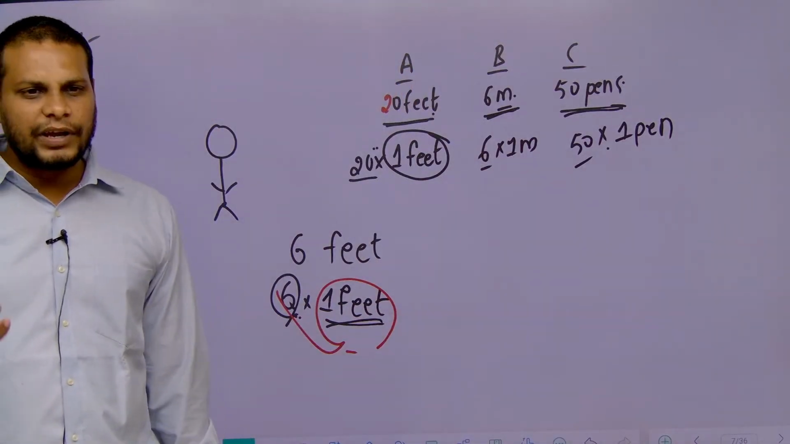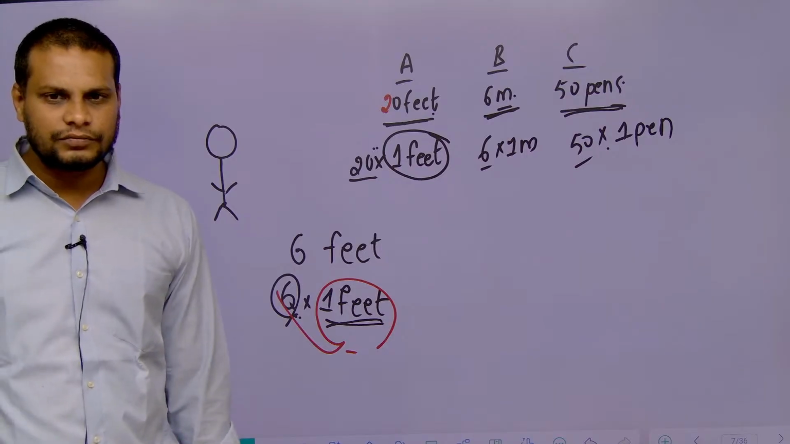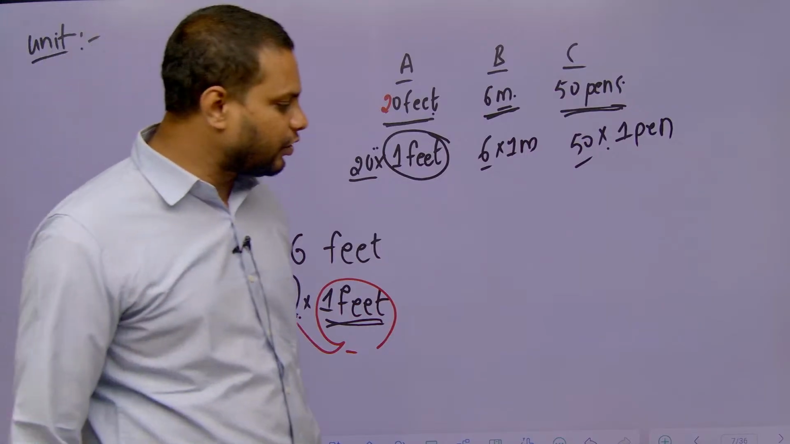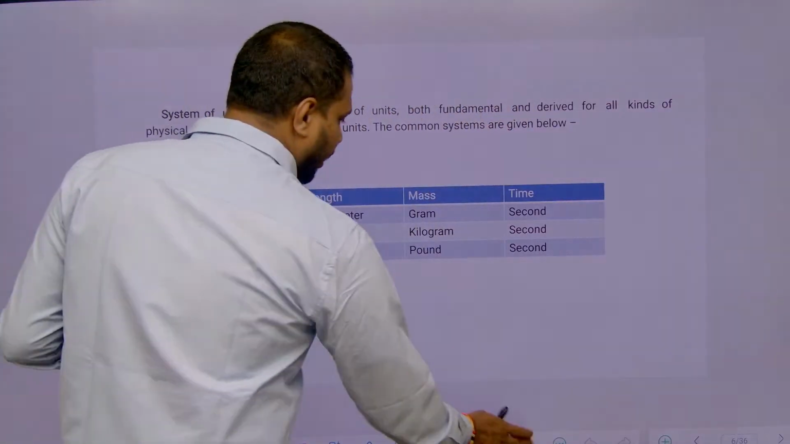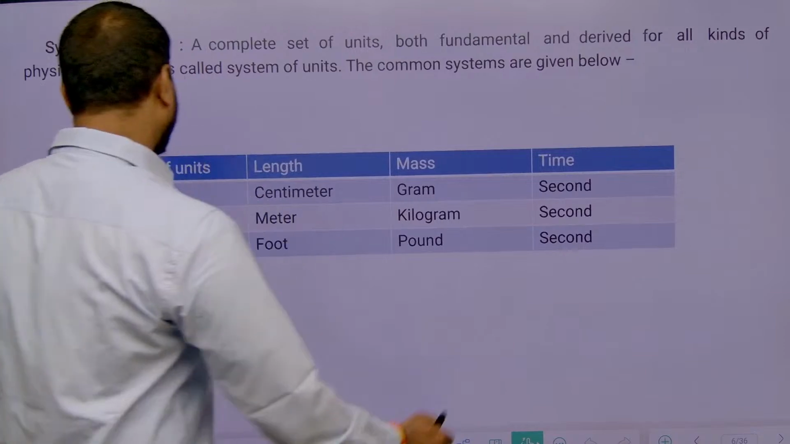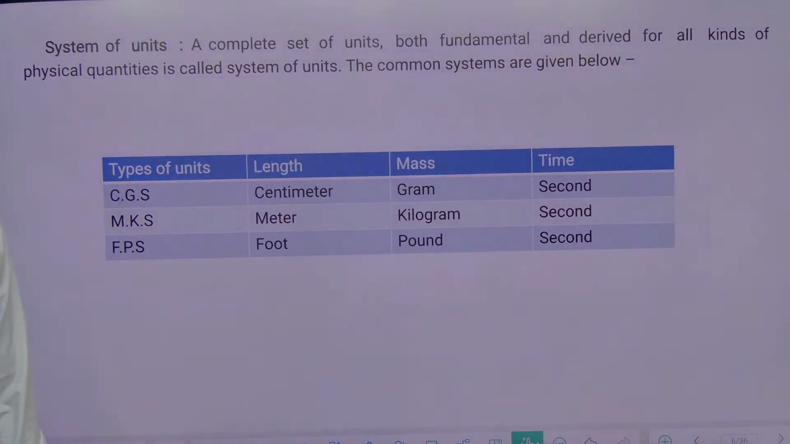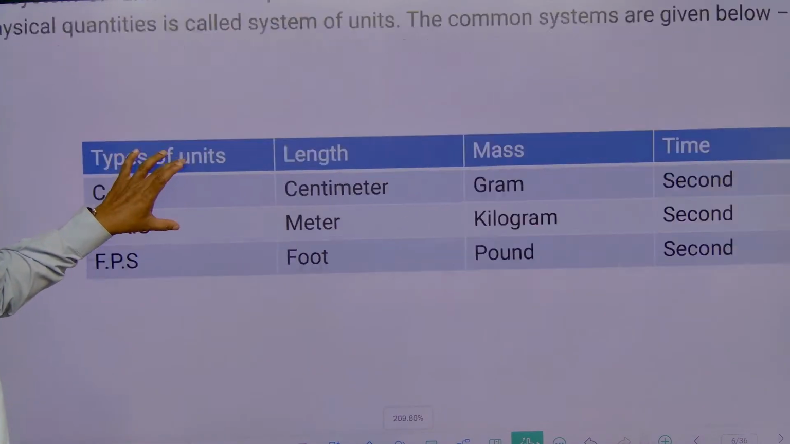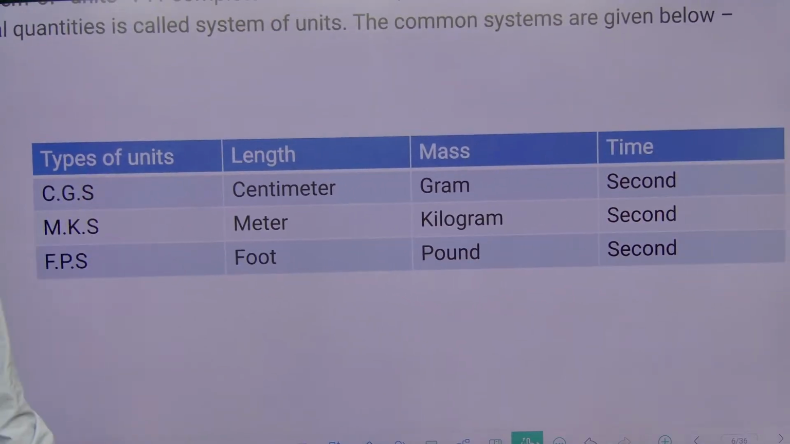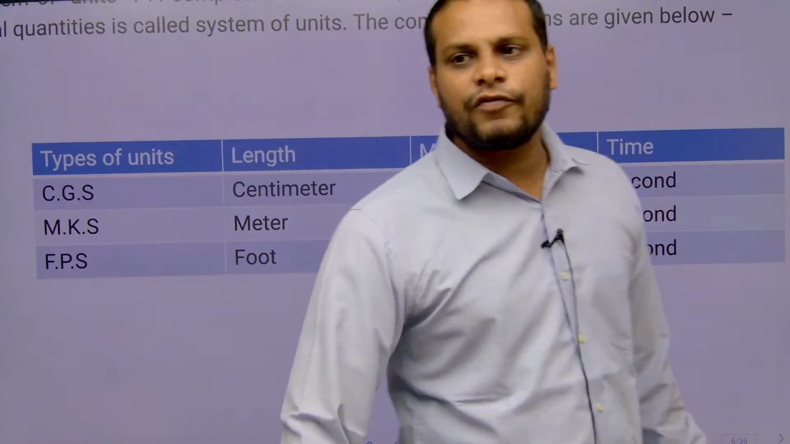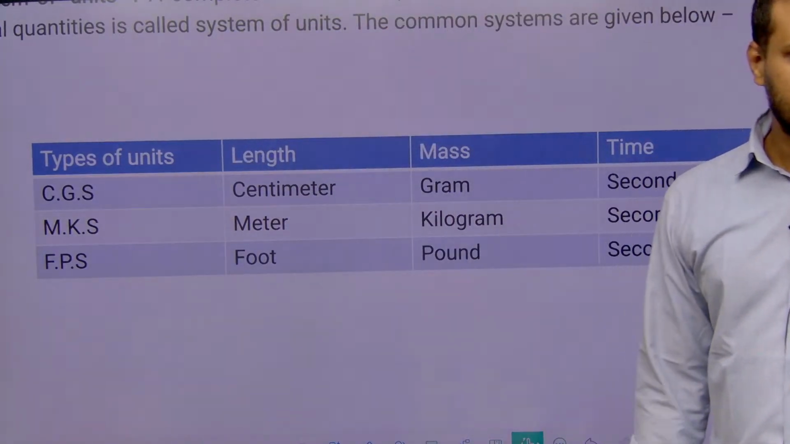And you know, there are basically three types of system of units. What are the systems of units? CGS system of unit, MKS system of unit, FPS system of unit, or we can call it the British system of unit. Clear? My FPS system of units is the British system of units. So these are the basic types of units. Clear?